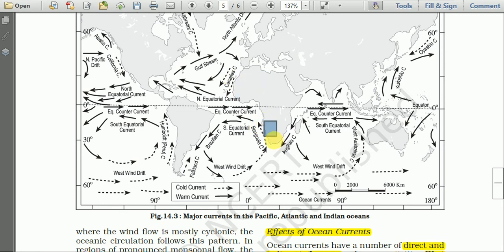Whenever cold currents hit a coastal area, that region will become a desert. And here, this is the Sahara desert, and here this is the Kalahari. Likewise, we have the Atacama desert here.